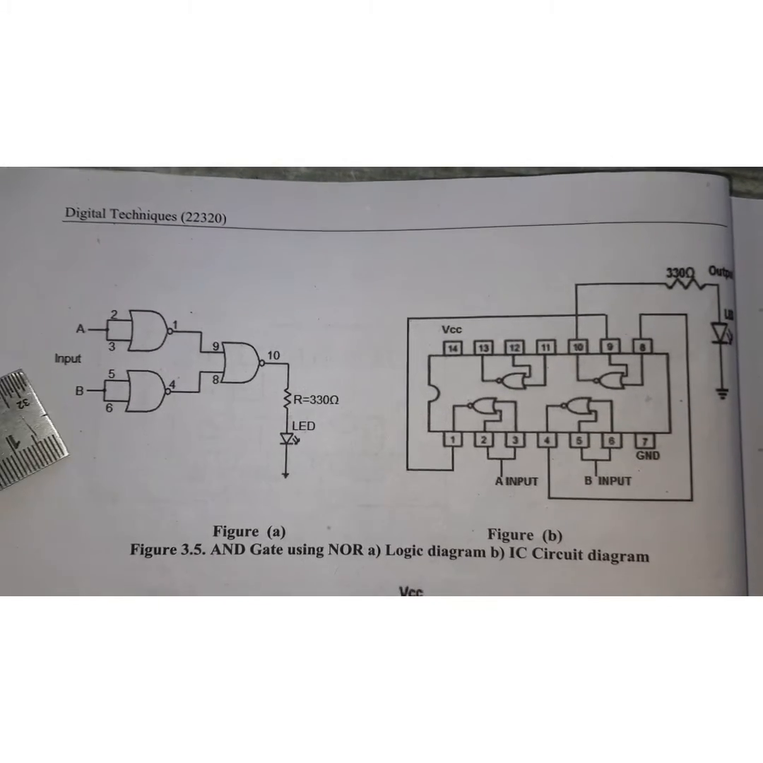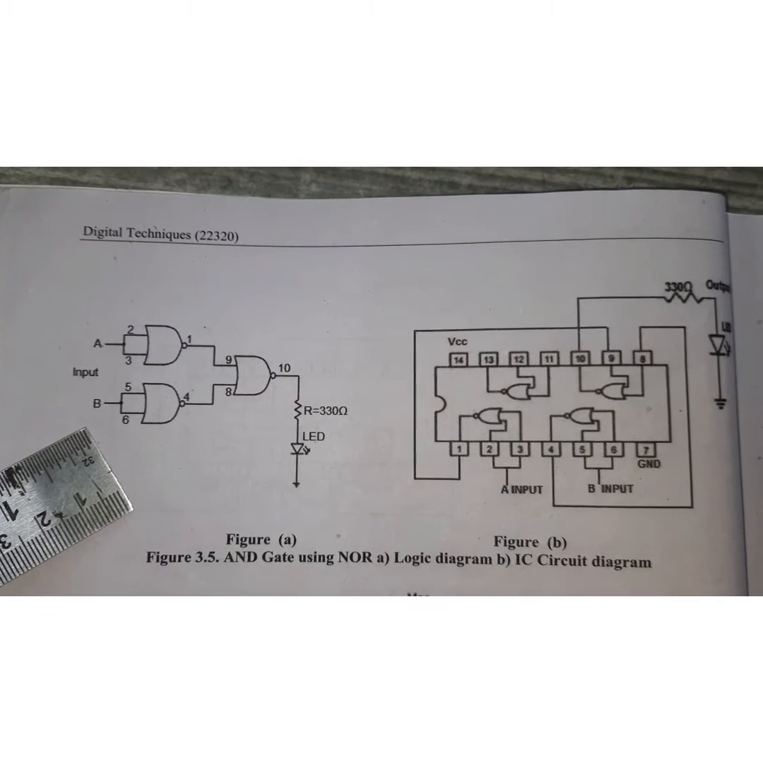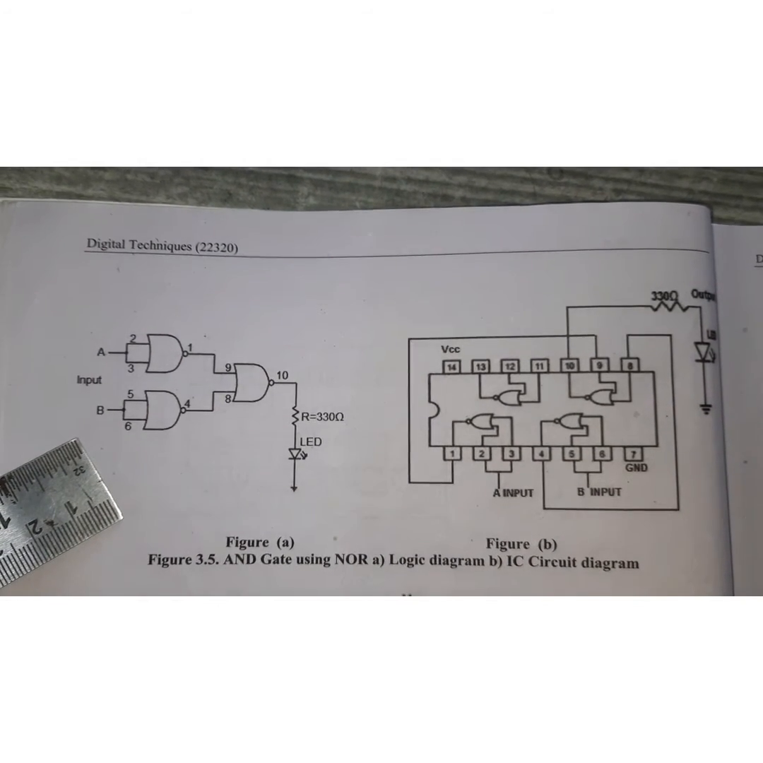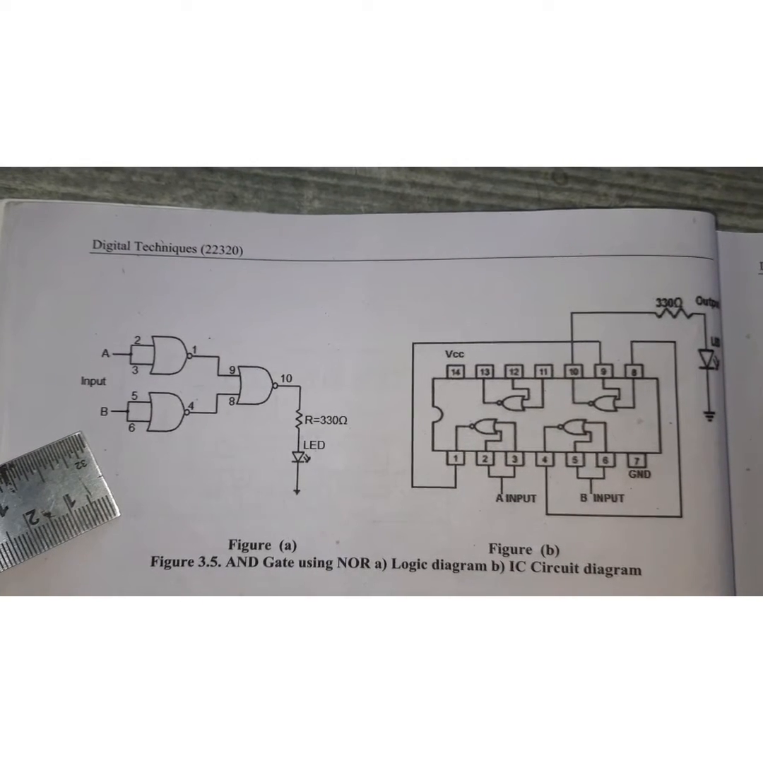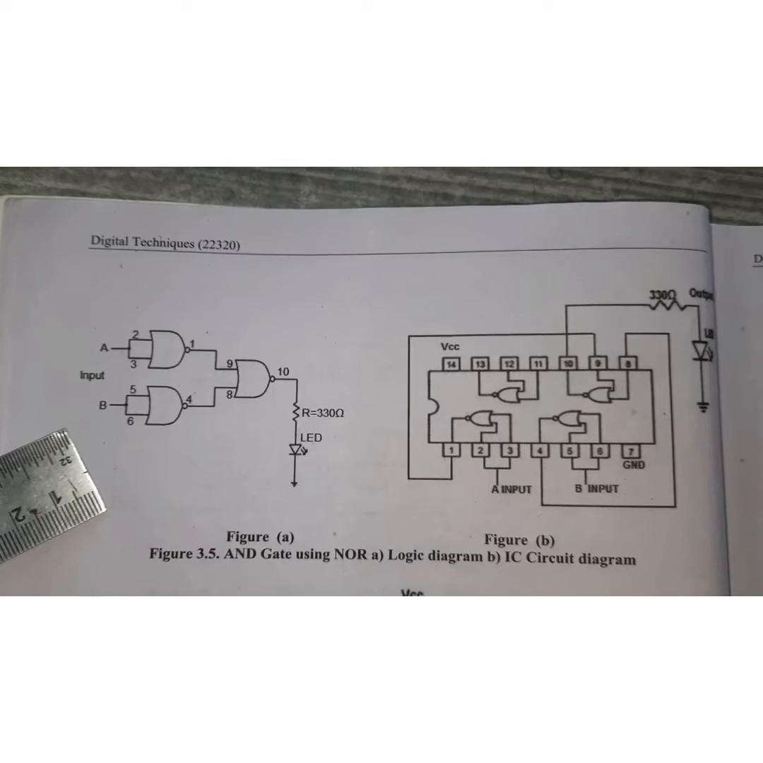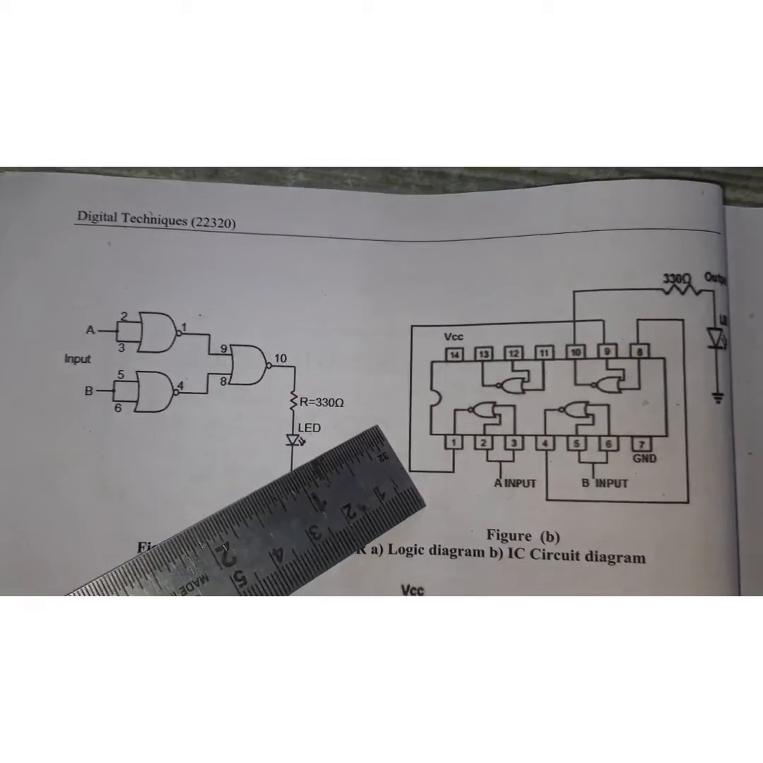Now here you can see NOR gate connection is done. Here we are connecting NOR gates and we will get the output of AND gate. So here we are getting AND gate output by connecting NOR gates only, and this is the circuit diagram.